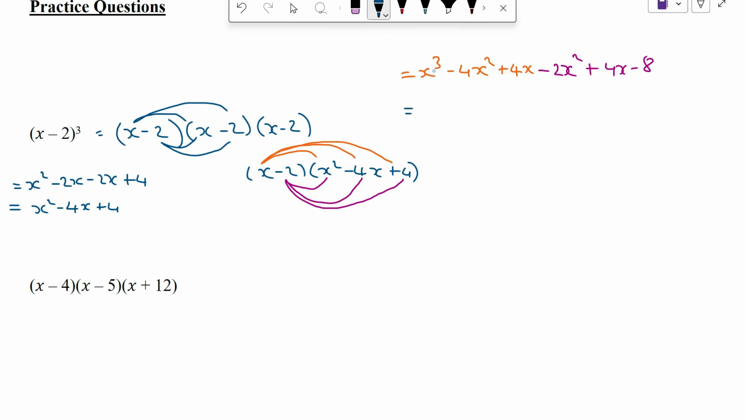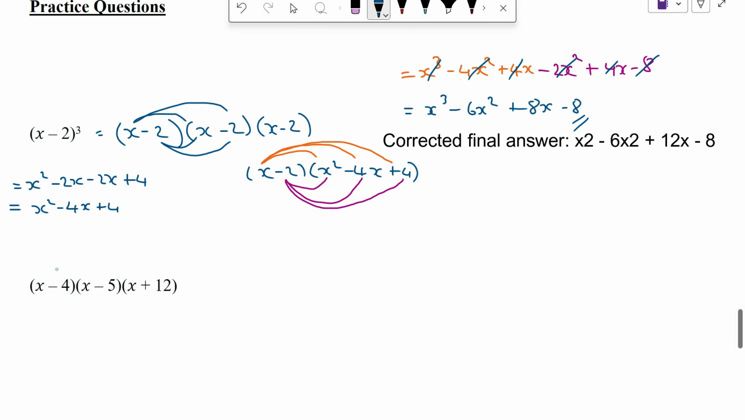And now to collect the like terms, there's only one x cubed, so we're going to keep that as it is. Minus 4x squared minus 2x squared gives us minus 6x squared. Plus 4x gives us 8x. And we're left with minus 8. And that is our final answer.